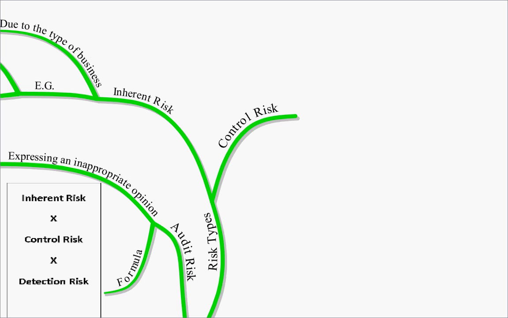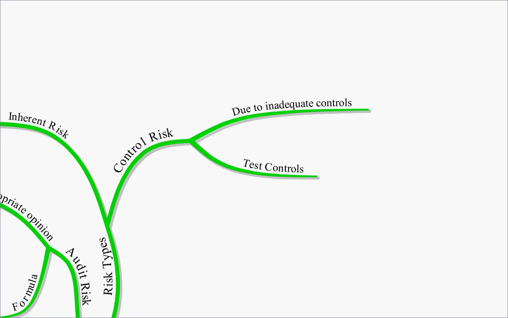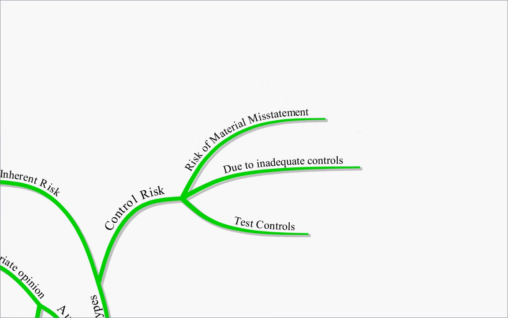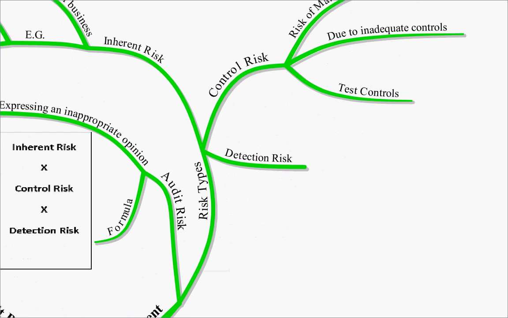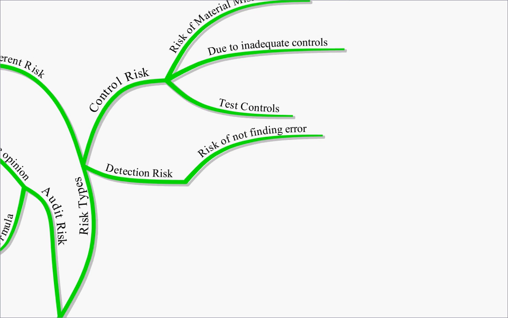Control risk then. Control risk is due to inadequate controls. So it may be that you need to test these controls, decide if they're adequate, and that will determine your control risk. Remember, with all of these, we're looking at the risk of a material misstatement in the financial statements. Detection risk then is simply the risk that you don't find an error that exists.